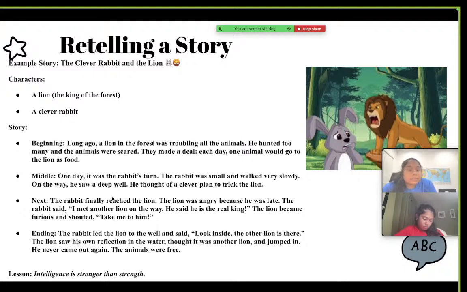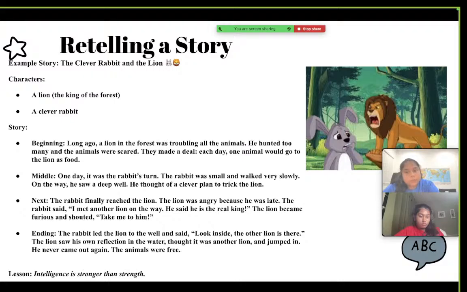So here's an example story about the clever rabbit and the lion. You could see the picture. So here are the characters. You could see the lion and you could see the rabbit. So I'll tell you a story about it. Long ago, a lion in the forest was troubling all the animals. He hunted too many and the animals were scared. They made a deal each day. One animal would go to the lion as food.